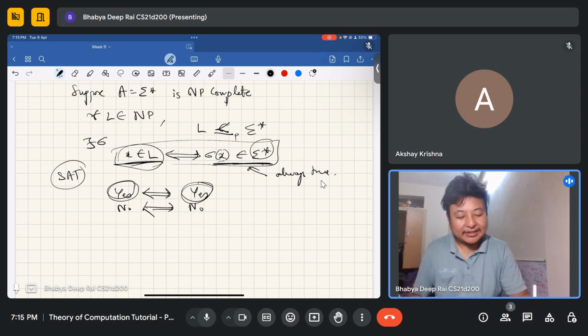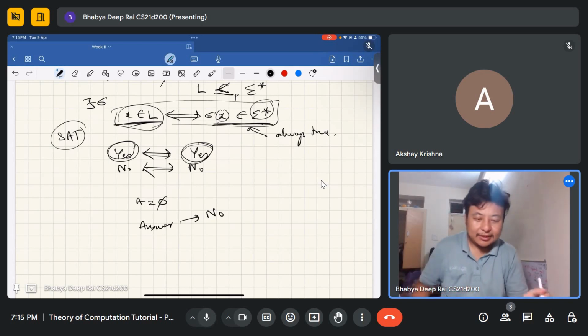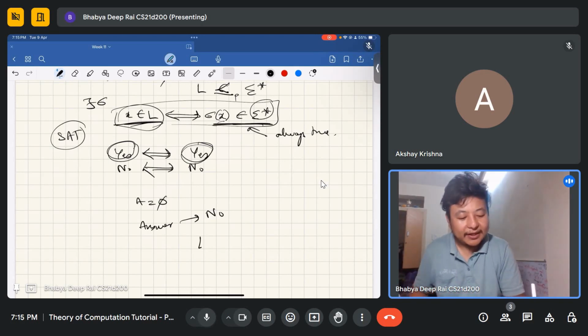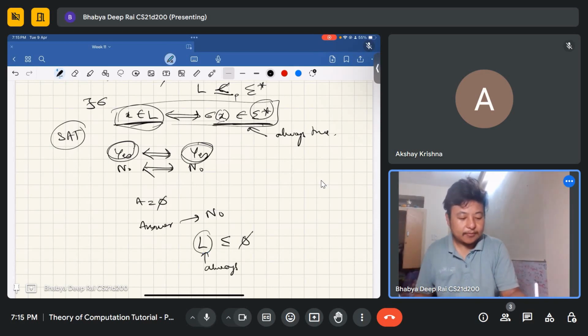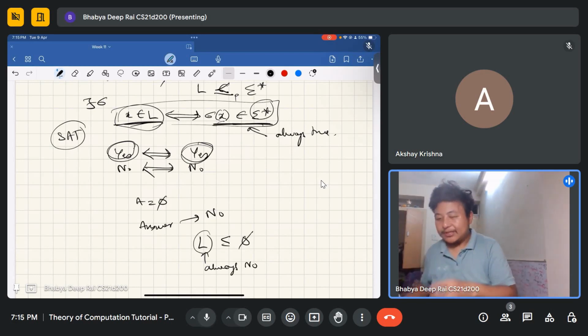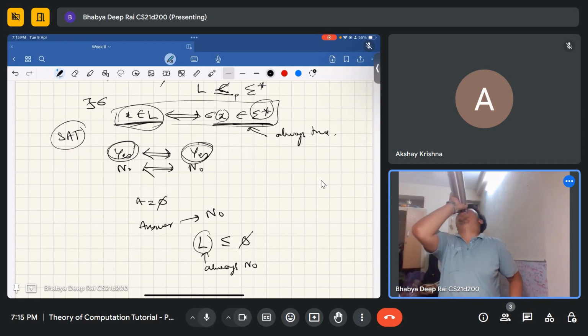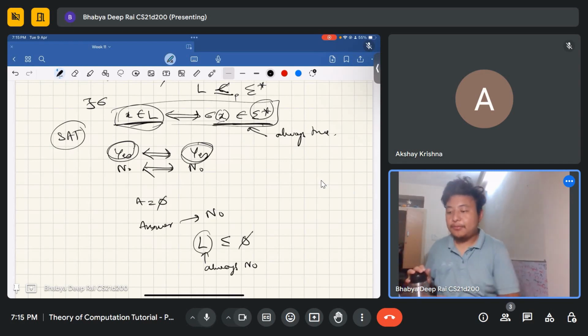Okay. Similarly, for the case of phi, if A is equal to phi, then the answer is always no. No string is contained in phi. But if some L reduces to phi, the answer for L will also be no. But this is not possible because we can show instances for which the answer is yes. Similarly, we can show instances where the answer is no. So that is the answer.